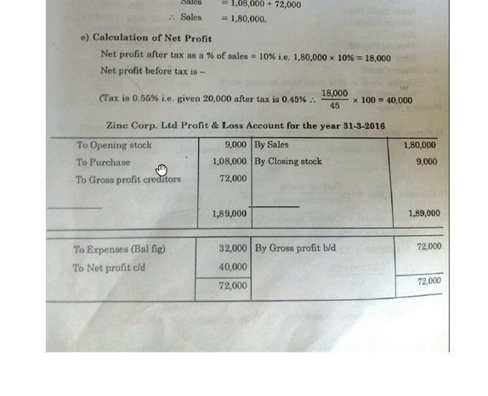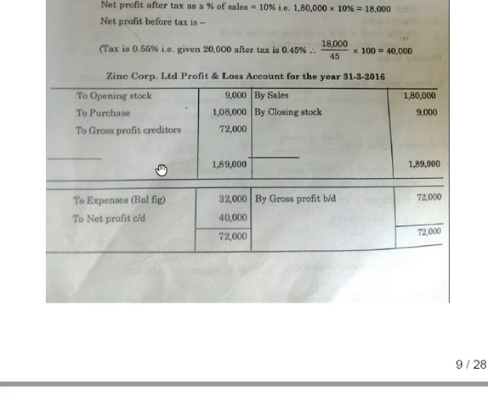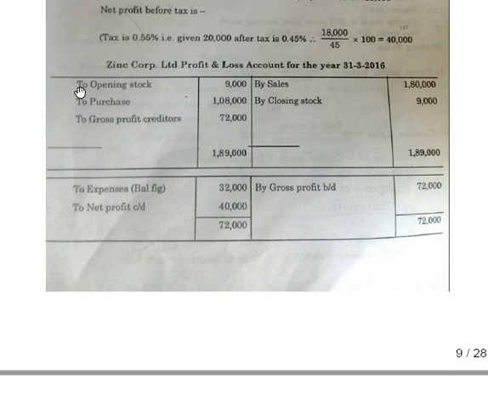Now after finding out all the information, just put it up in your profit and loss account. We start with the trading account. Opening stock is 9,000, closing stock is 9,000. Purchases, we have found out to be 1,08,000. Sales is 1,80,000. So the gross profit is 72,000.